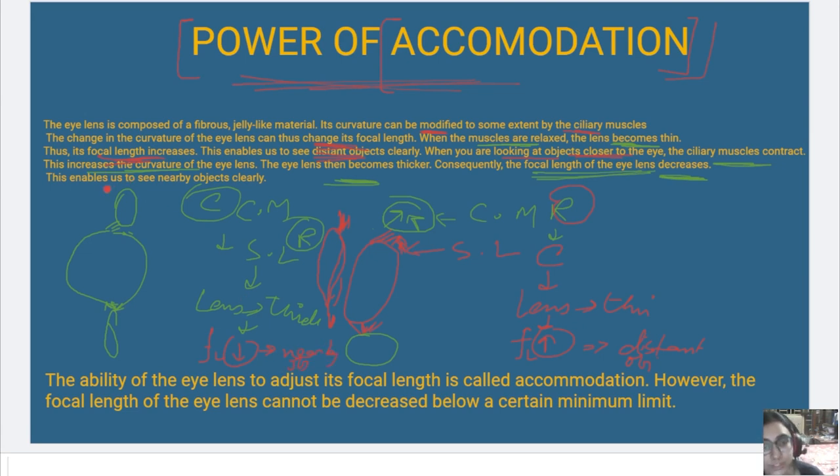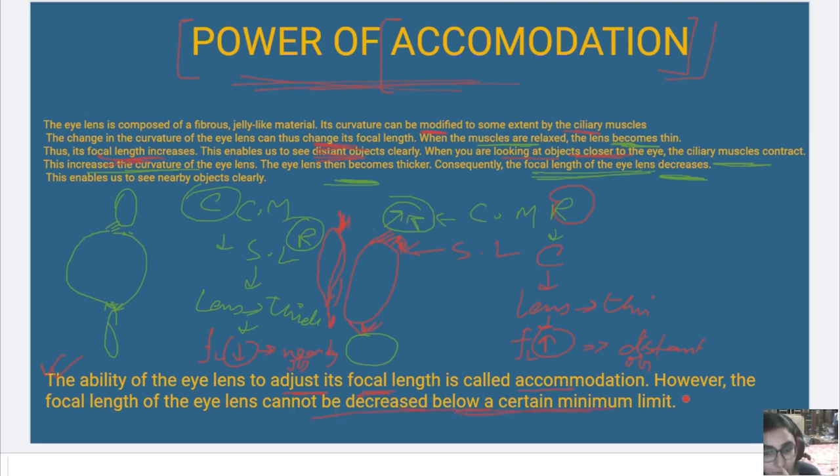If you just take a moment and pause the video and take down the flowchart, next time it will be easier for you to immediately remember what happens according to distant object viewing or near object viewing, so you can answer them easily. The technical definition is: the ability of the eye lens to adjust its focal length is called accommodation. However, the focal length of the eye lens cannot be decreased below a certain limit.